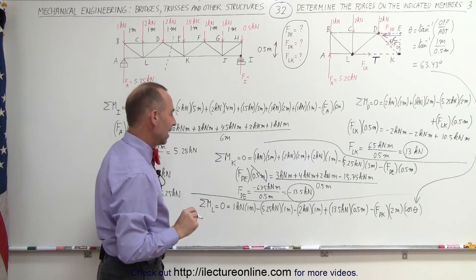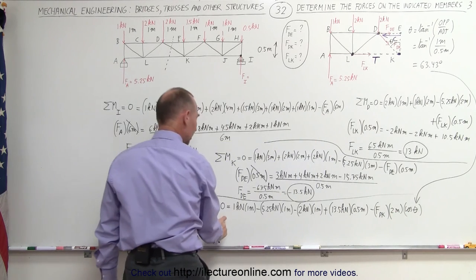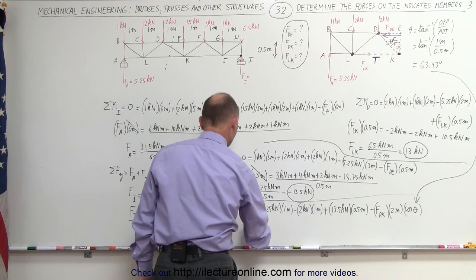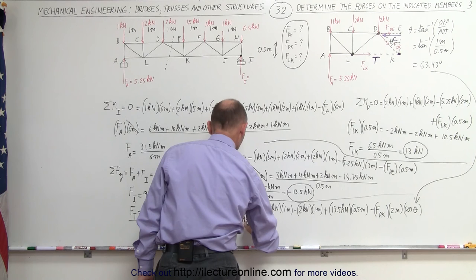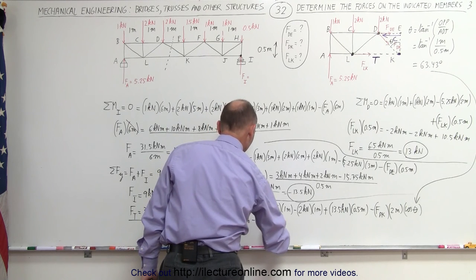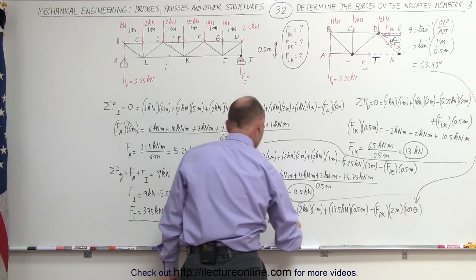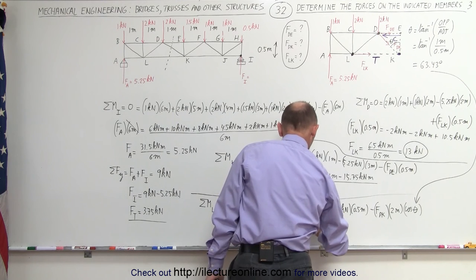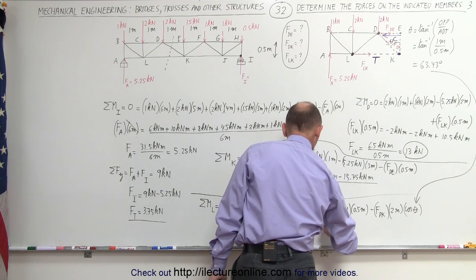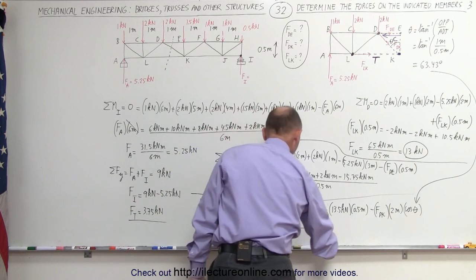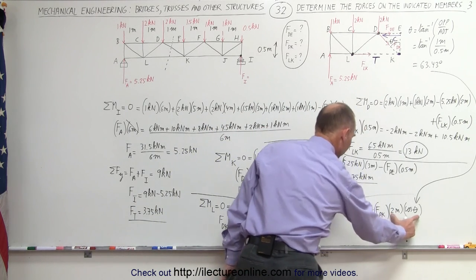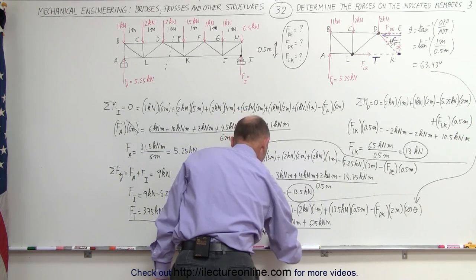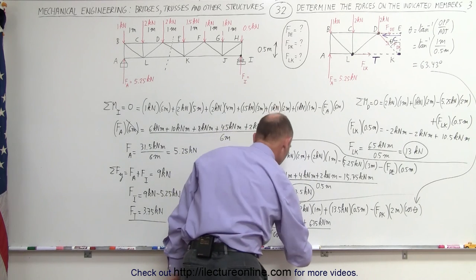We're now ready to find FdK. When we take this and bring it to the other side, it becomes positive. FdK is equal to, in the numerator, 1 kilonewton meter minus 5.25 kilonewton meter minus 2 kilonewton meter and plus 6.75 kilonewton meter, all divided by this right here, because when we move all that across, we have to divide by the coefficient, which is 2 meters times the cosine of 63.43 degrees.